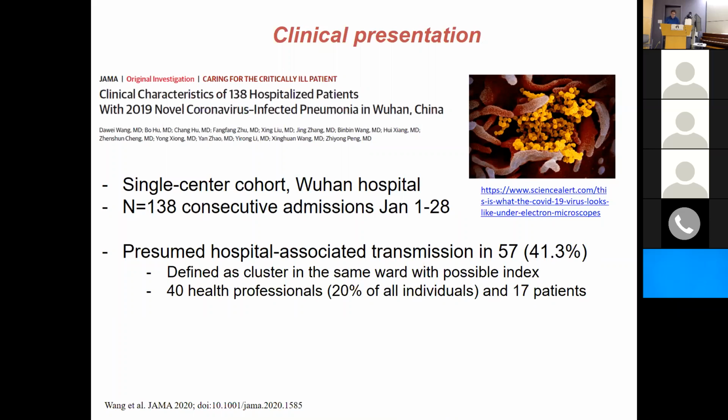And I would say, well, probably the other piece here is they had hospital-associated transmissions in 57 patients, or assumed transmissions. That was almost half of the patient population. And they defined hospital-associated as a cluster in the same ward as a possible index case. And 40 of those were health professionals, so 20% of all individuals. So health professionals clearly overrepresented in this cohort. And there were only 17 patients with hospital-acquired infection.